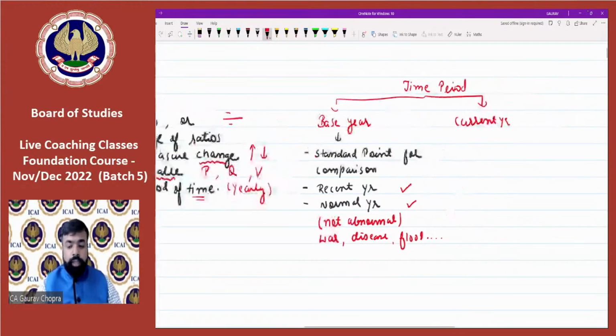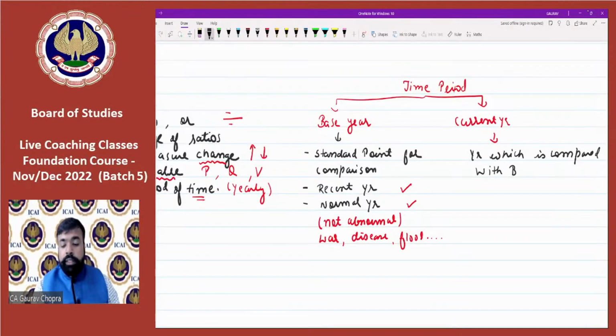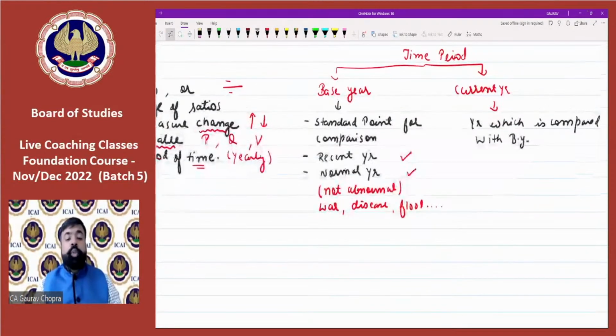Okay. Now, secondly, current year. What is a current year? The year which is compared with the base year is known as the current year. जिस year का comparison हम base year के साथ करेंगे, that is known as current year.